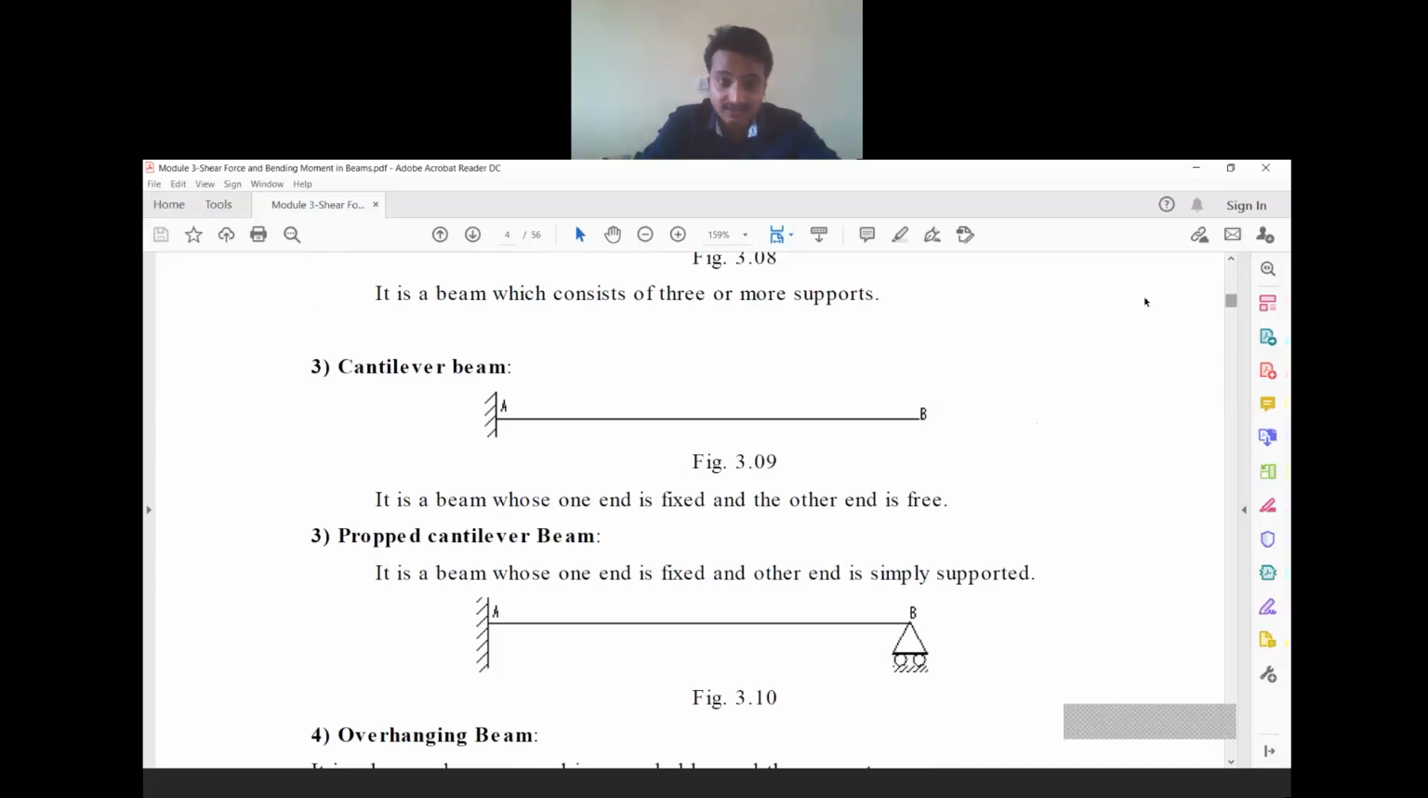Since one side is fixed, what are all the types of reaction you will experience at this support? One vertical, one horizontal, and another one is moment. So 3 types of reactions we will experience at the fixed end. And there is no reaction at the free end. Don't get confused here.